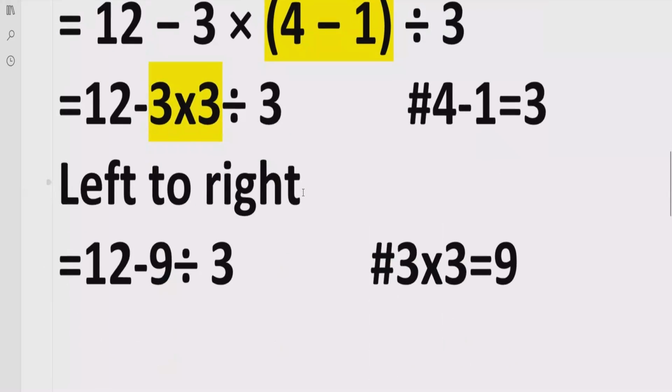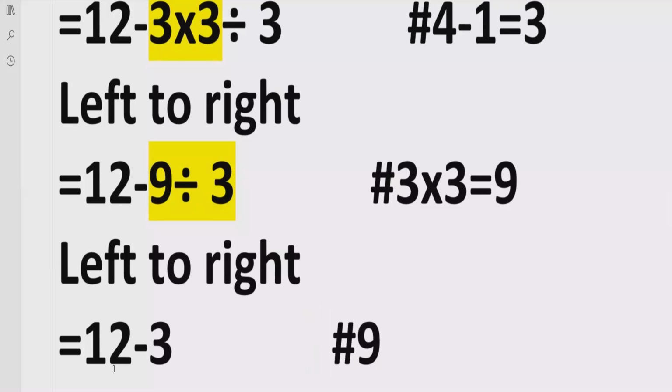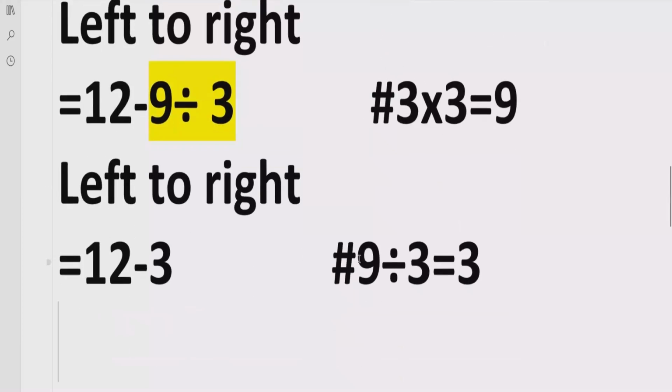Now move forward again, left to right, and find out again division and multiplication. So now we have the division. So we will write 12 minus 3, since 9 divided by 3 equals 3. Now we will give the reference: 9 divided by 3 equals 3.